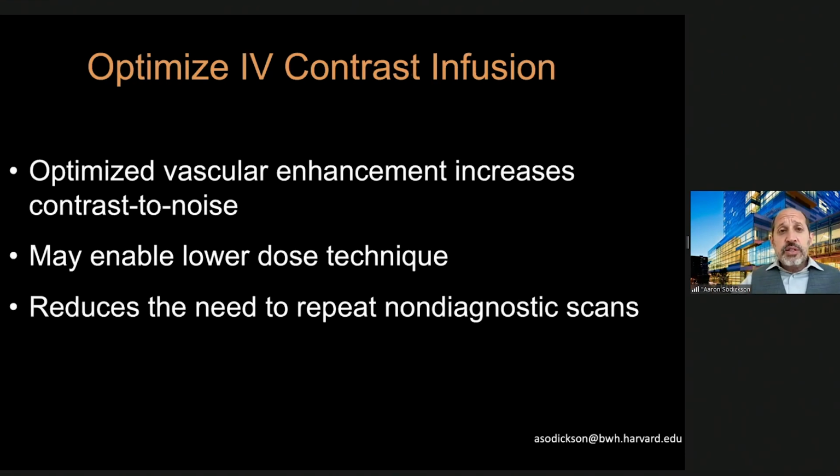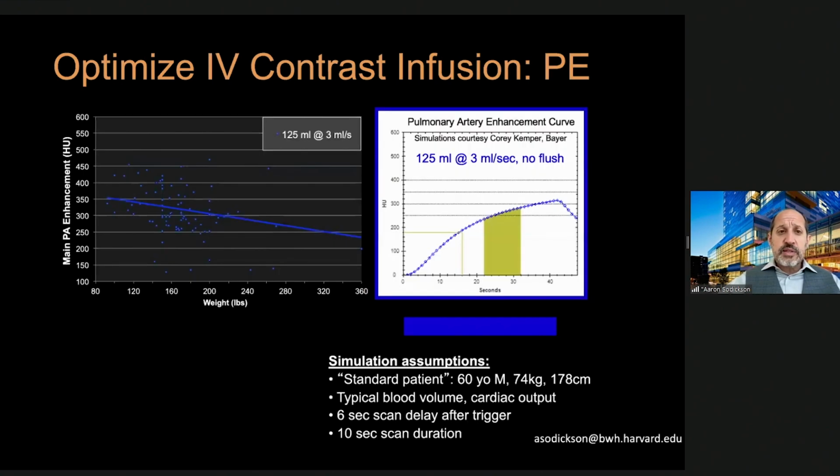The next strategy to talk about is optimizing IV contrast infusion. I mentioned that if we can optimize the vascular enhancement in our scans, that increases the contrast to noise ratio. We can therefore tolerate more noise, crank down to lower dose technique. This also reduces the need to repeat non-diagnostic scans on the basis of IV contrast infusion. Repeated scans add radiation dose. So this is a great way to improve our practices.